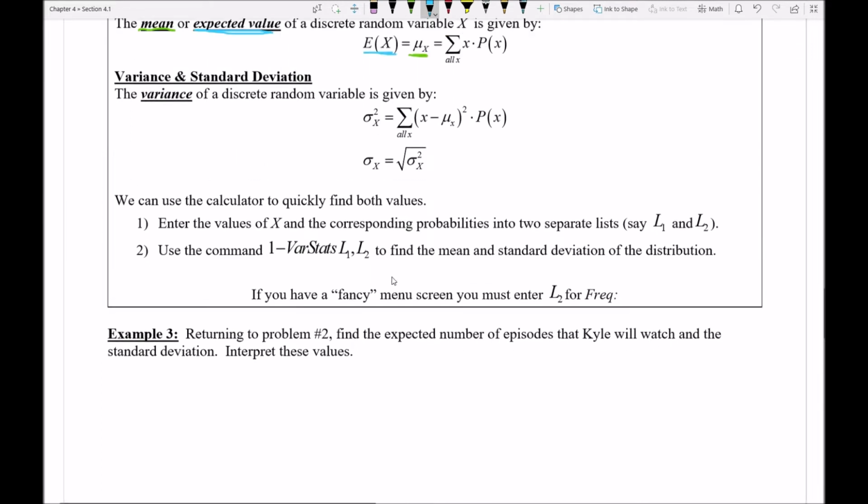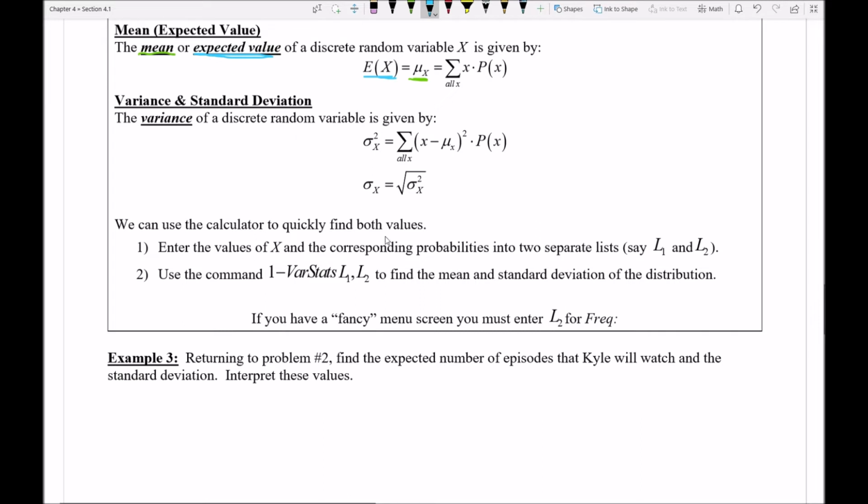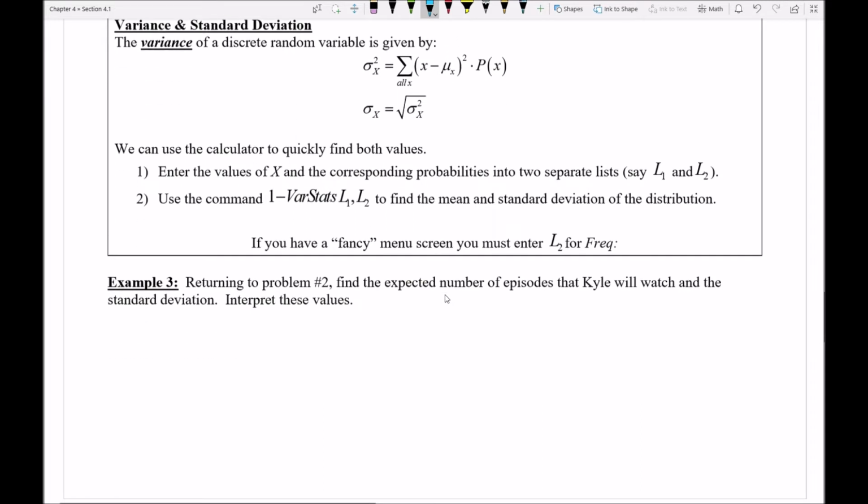Remember, expected, we associate that with the mean or the average number of episodes that Kyle will watch, and the standard deviation, and then interpret the values. Okay, so let's go to the calculator.